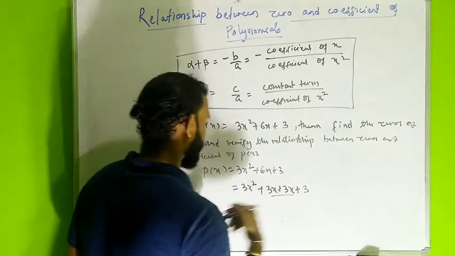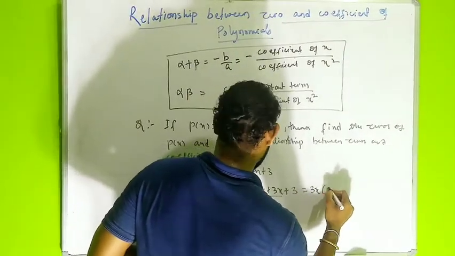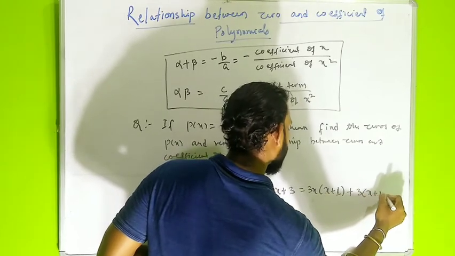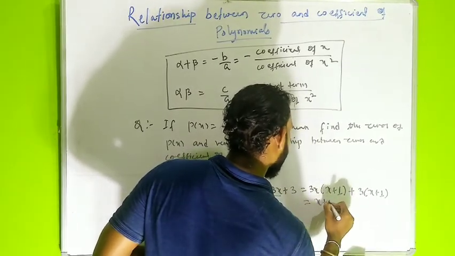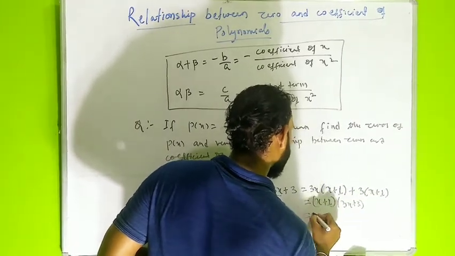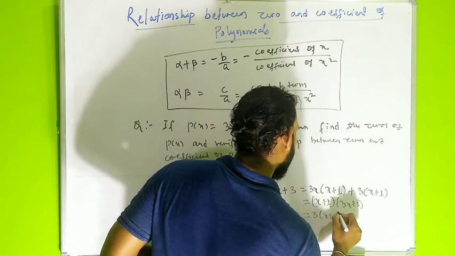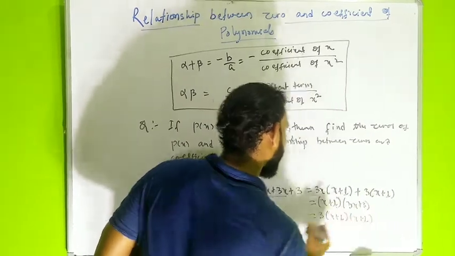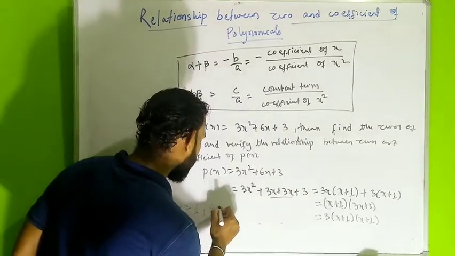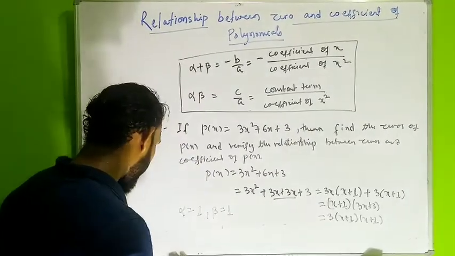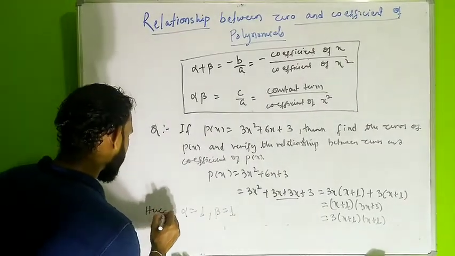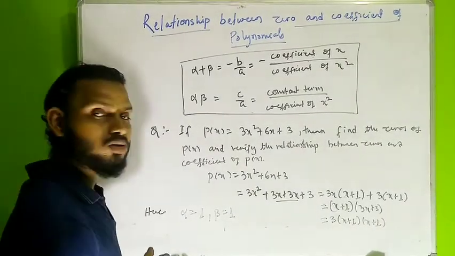Okay, so this will be equals to 3x, so it will be x plus 1 plus 3 common, so it will be x plus 1. So this will be equals to x plus 1 into 3x plus 3, or I can say it is 3 whole into x plus 1 into x plus 1. So here my alpha is equals to 1 and beta is also equals to 1.